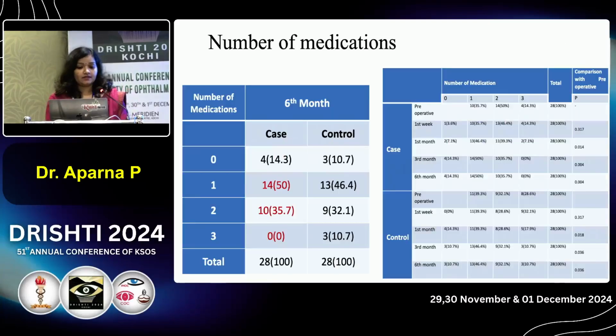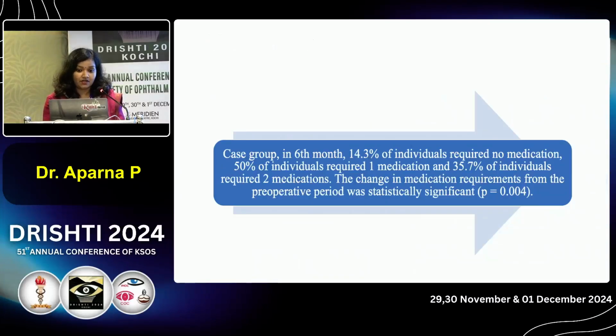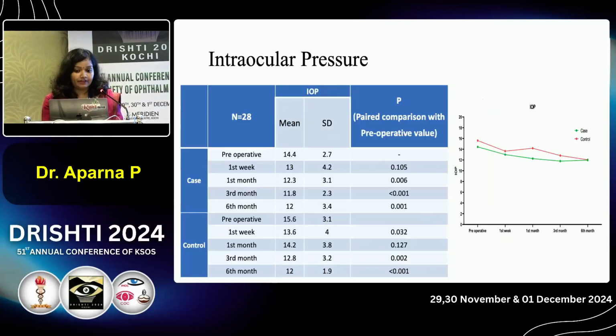Coming to the results, this table shows the changes in the number of medications from the preoperative period to the postoperative period among case and control groups. This is the result at 6 months postoperatively. 14.3% required no medication among the case group, 50% required only one anti-glaucoma medication postoperatively at 6 months, and 35.7% used 2 anti-glaucoma medications, and none of the patients were using 3 anti-glaucoma medications. So, the change in medication requirement from the preoperative period was statistically significant.